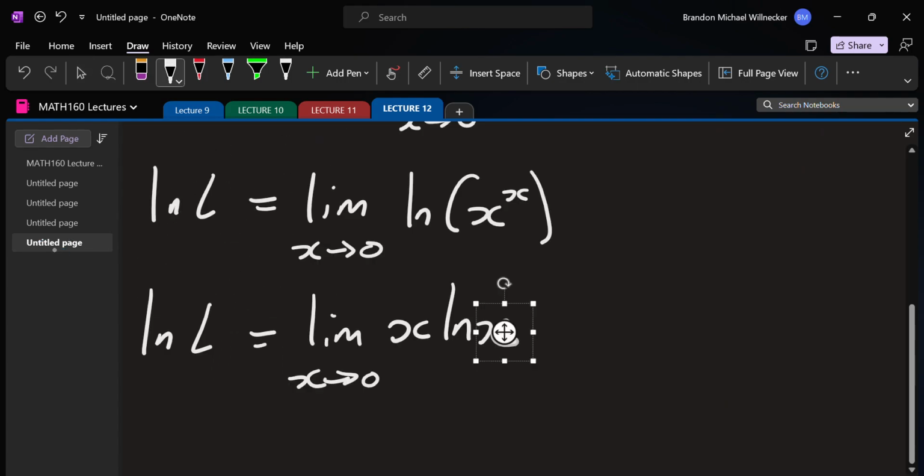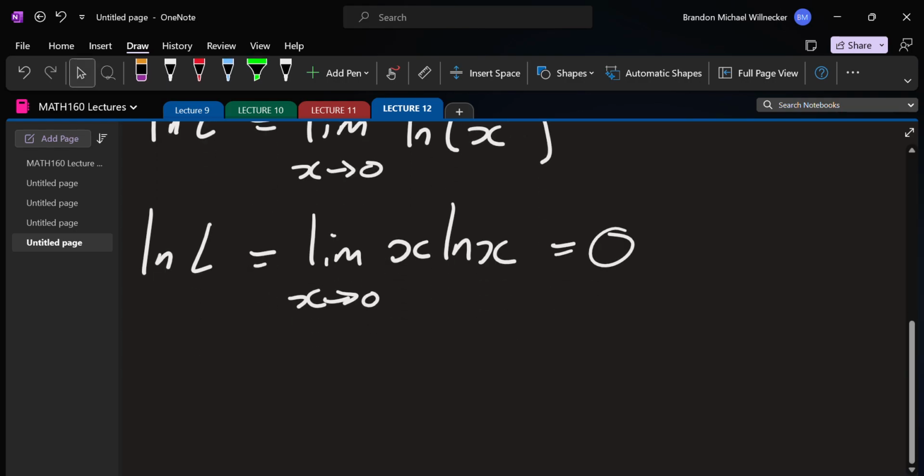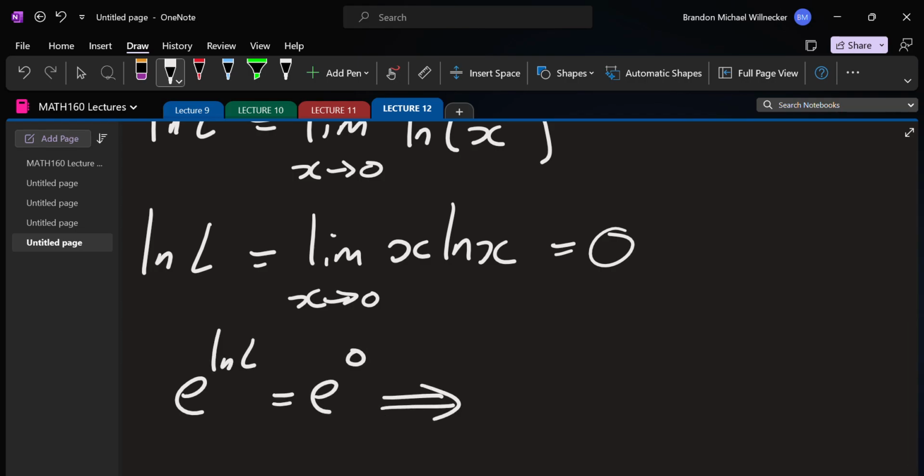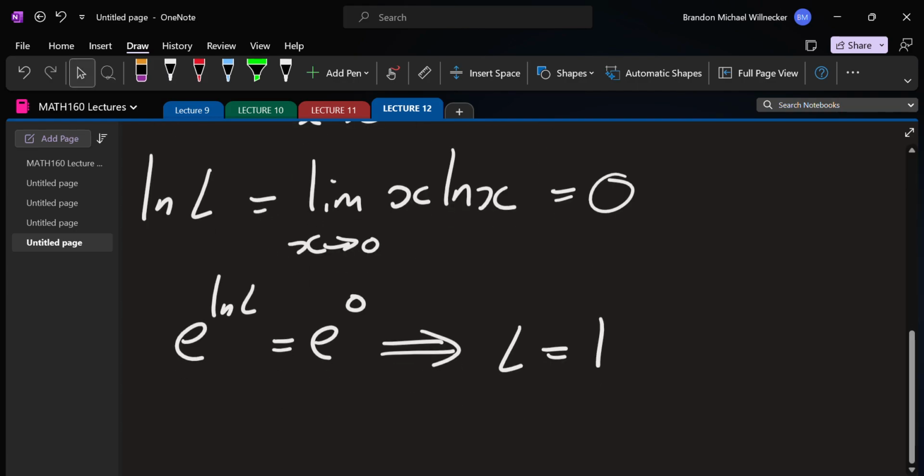So if we just go back here, this x ln x, we got an answer of 0. So here, this will also be 0. But the limit is not 0. The natural log of the limit is 0. We still want L. So we exponentiate both sides. So e to the natural log of L is e to the 0. So L is 1. e to the 0, that's just 1. e and the natural log, they cancel because they're inverses. So we get L is 1, and that's our limit value.